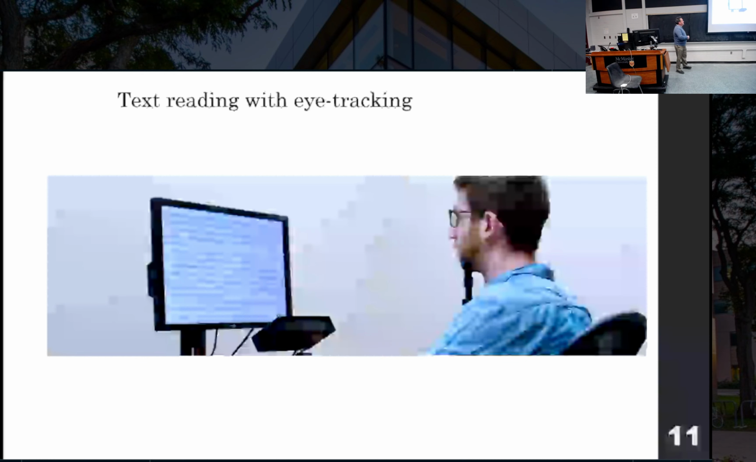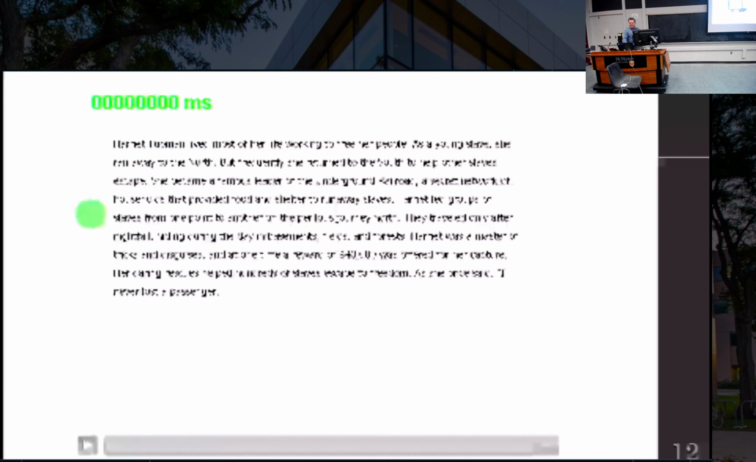So for this audience, it's probably very redundant, but of course text reading with eye tracking looks like this. There's a person sitting in front of the screen, reading the text from the screen. There's a box below the screen that registers the eye movements in a very precise and rapid way. And this is a very schematic representation of what, in real time, the eye movements can look like when reading a text. Now, it's a text in English. I just downgraded the quality so that it looks better.